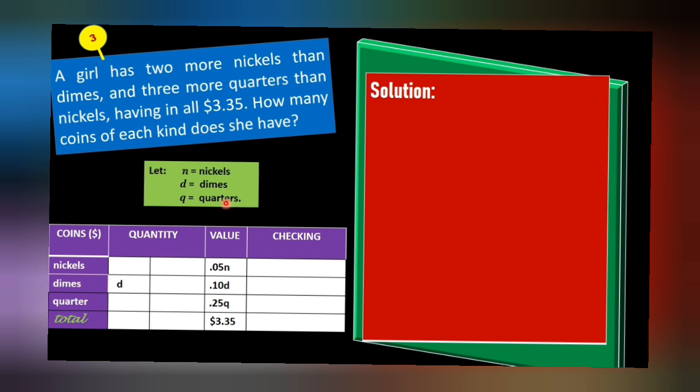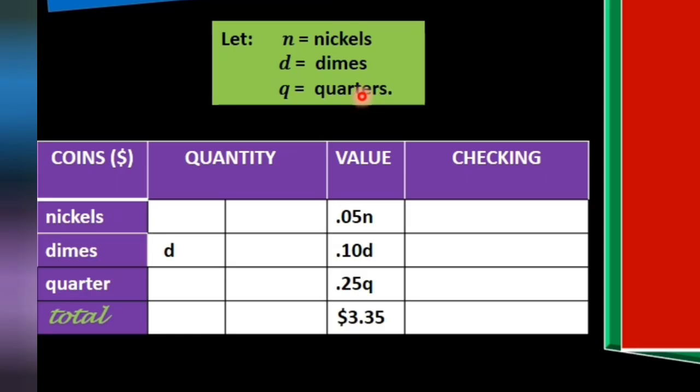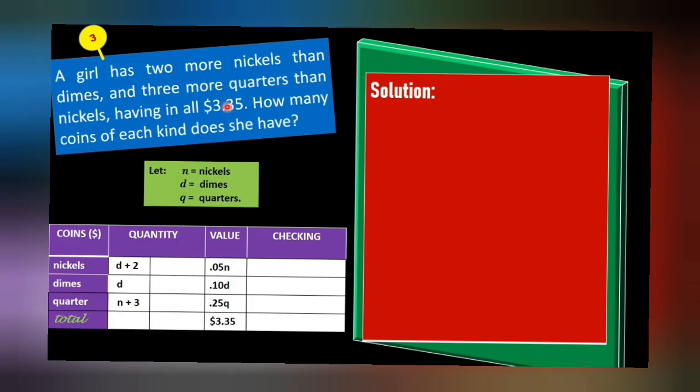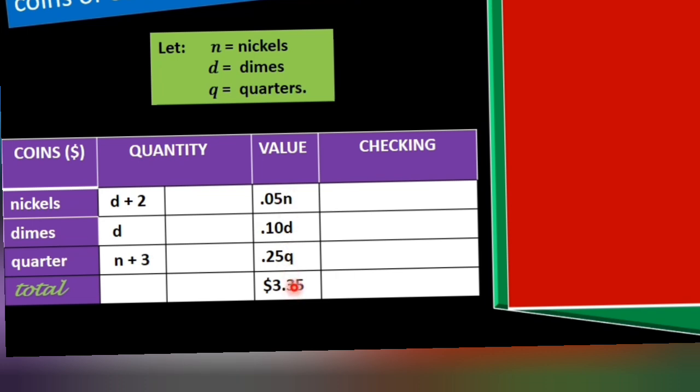So let's translate. A girl has 2 more nickels than dimes. Here's the equation. And 3 more quarters than nickels. Here's the equation. The total value of nickels, dimes, and quarters is $3.35. Here's the value of the nickels, 0.05, dimes, 0.10, quarter, 0.25.